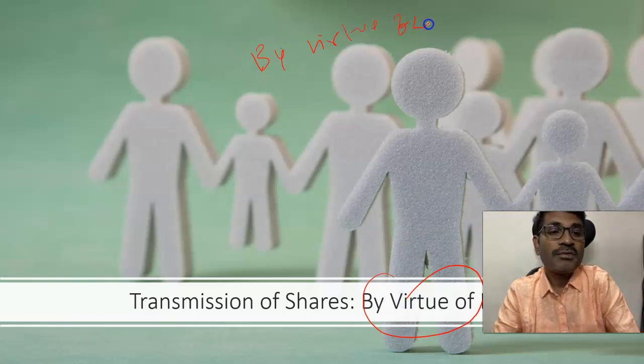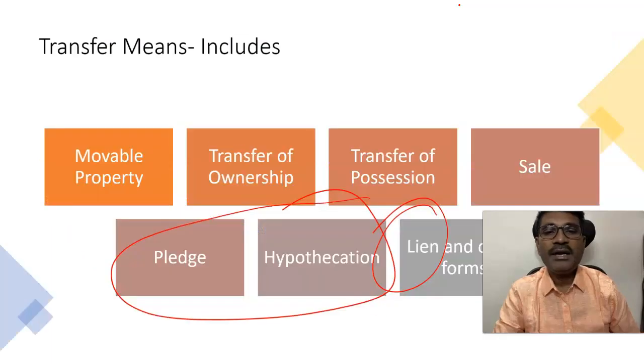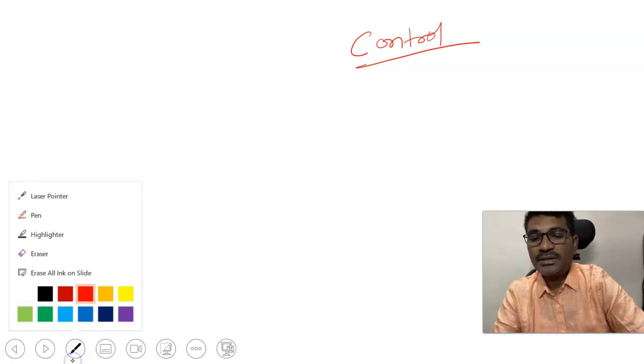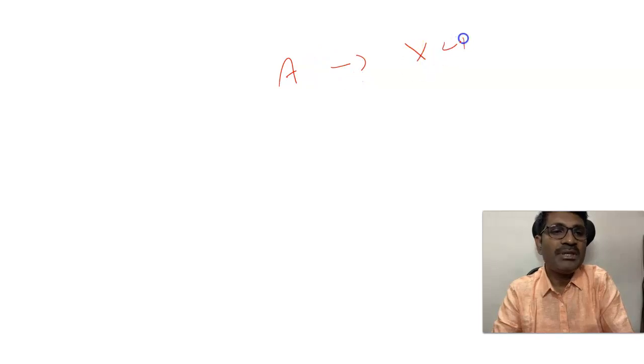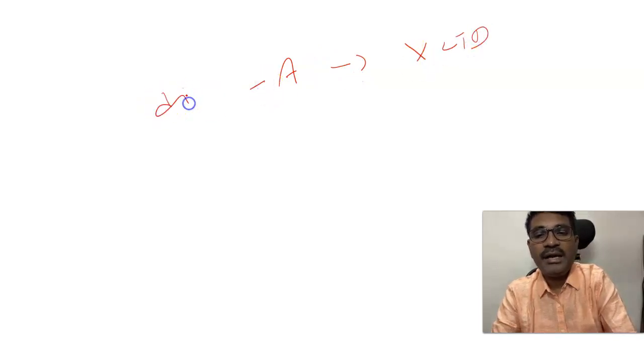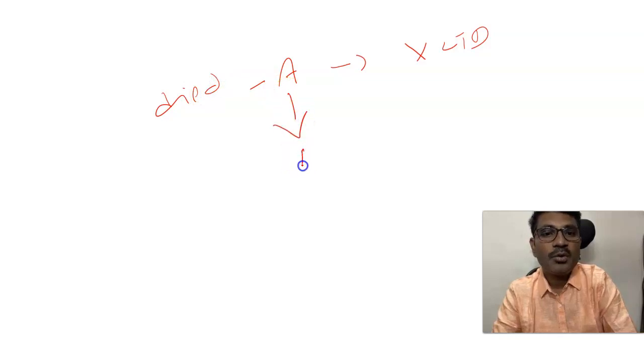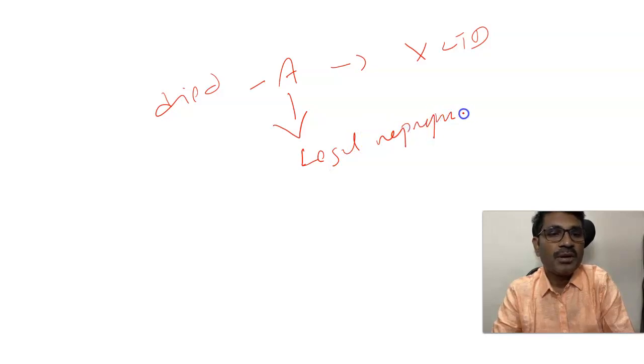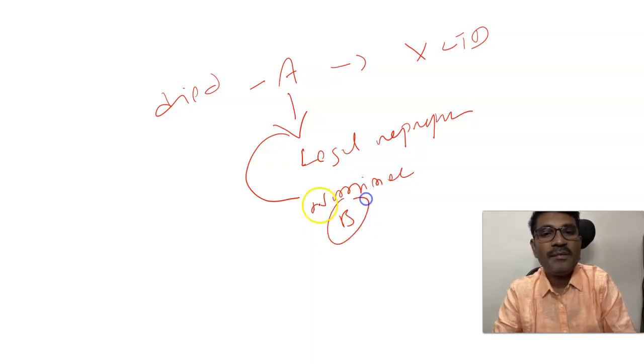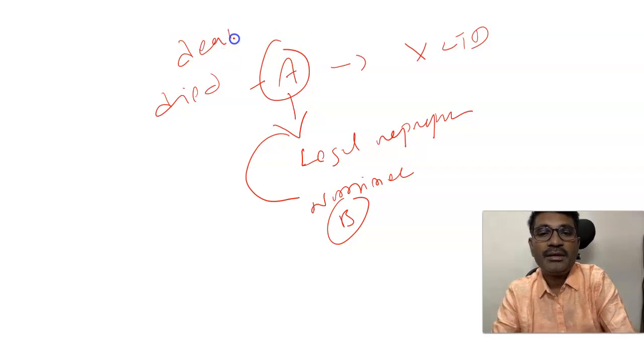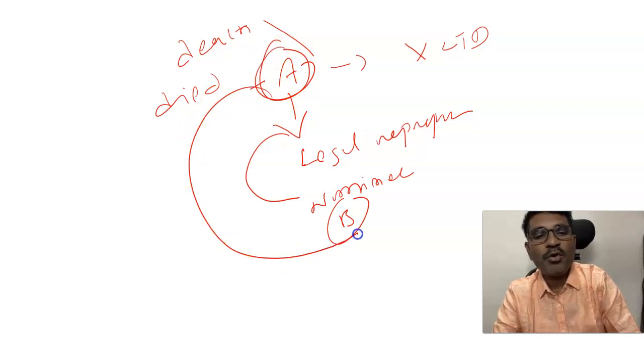What is this by virtue of law? Let us understand what is meant by transmission, with an example on this slide. A is holding shares in X Limited. In the case A dies, the shares will automatically go to his legal representative, otherwise called the nominee. If B is a nominee, then on the death of A, the shares of A automatically flow to B.